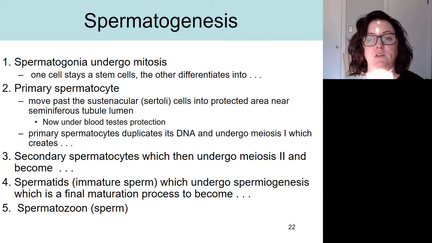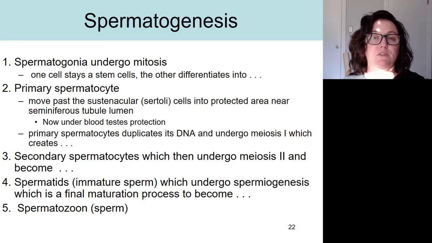The starting cell of spermatogenesis is the Spermatogonia. The Spermatogonia actually has to undergo mitosis before it can go into meiosis. And this is important because Spermatogonia are stem cells. And if the stem cell does not go through mitosis first, we will very quickly run out of stem cells. So the Spermatogonia undergoes mitosis. We get 2 copies of that same cell.